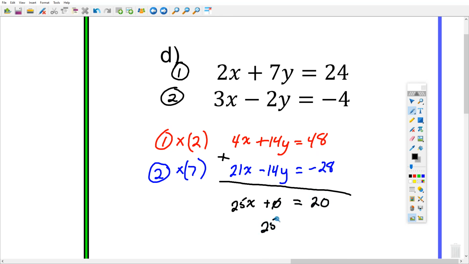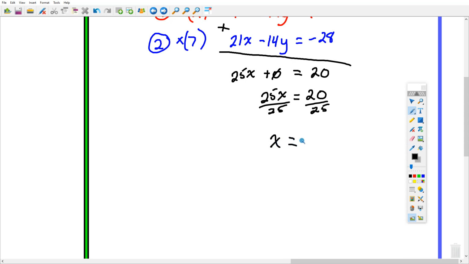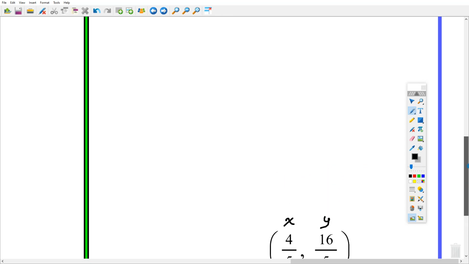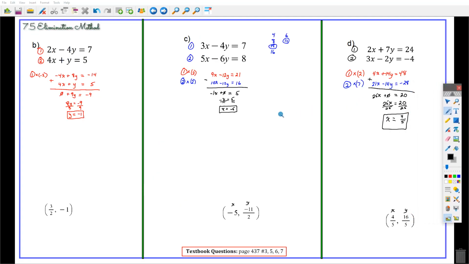So we have 25x equals 20, and if we divide both sides by 25, we will get our x value. So 20 divided by 25 would simplify down to 4/5. We divide both the top and the bottom by 5. So we think that the answer for our x value is going to be positive 4/5. If we go down and check, that's true. So if we substitute the 4/5 for x back into our original equations, we should be able to solve for y and get 16/5.